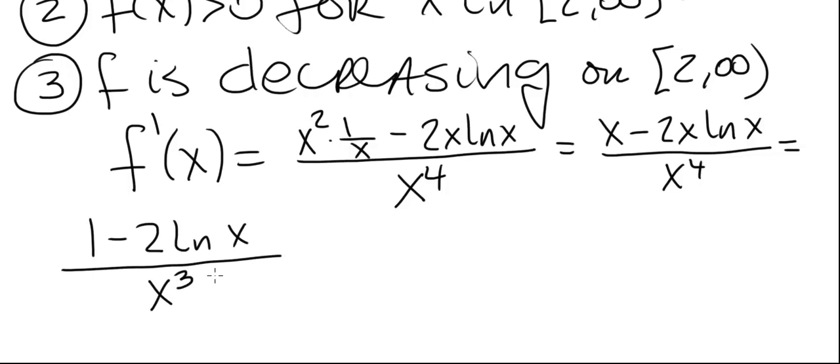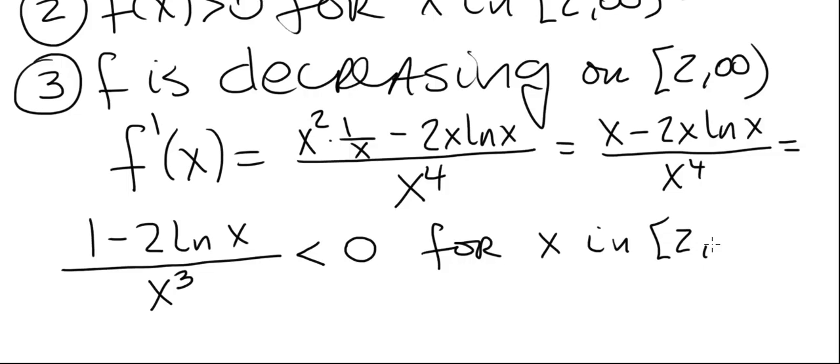Now starting at 2, natural log of 2 is bigger than 1/2, and 2 times a number bigger than 1/2 is bigger than 1. So this is less than 0 for any x in the interval 2 to infinity. So this function is decreasing. The derivative is negative for anything 2 or greater.